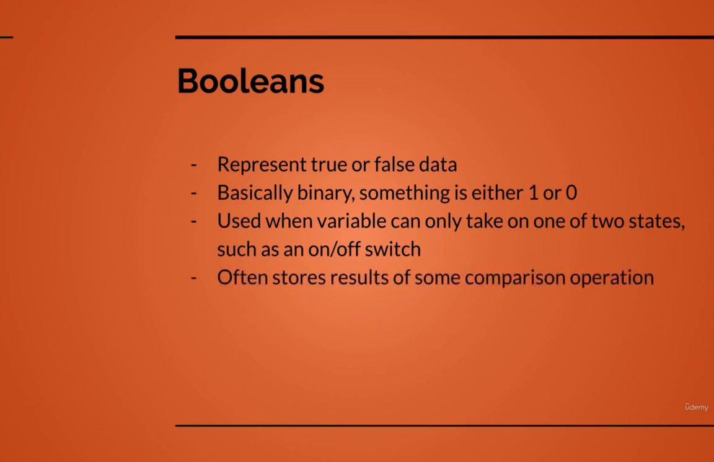These often store the results of a comparison operation as well. So let's say we're comparing two numbers. Is number 1 greater than number 2? If it's true or false, that will be stored in a Boolean variable as well. And so we'll often use these along with control flow to dictate the flow of code, or which parts of the code we want to execute.